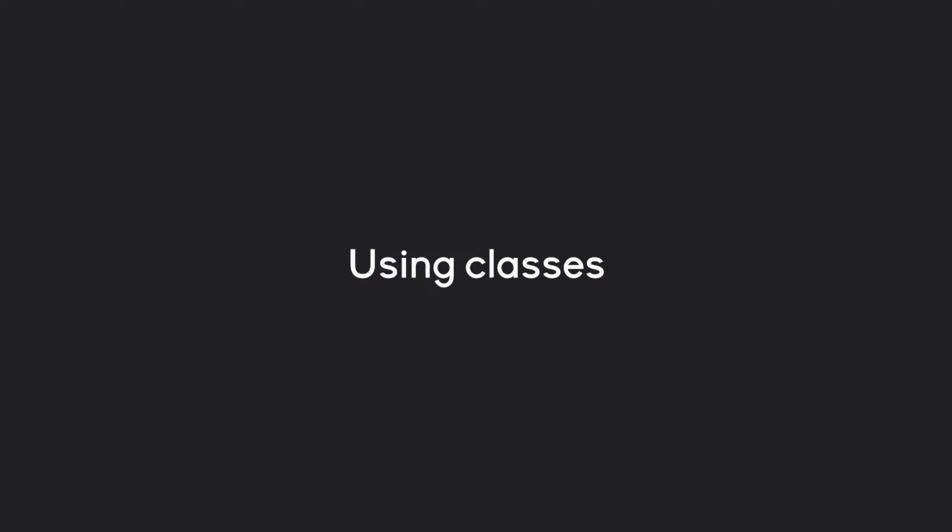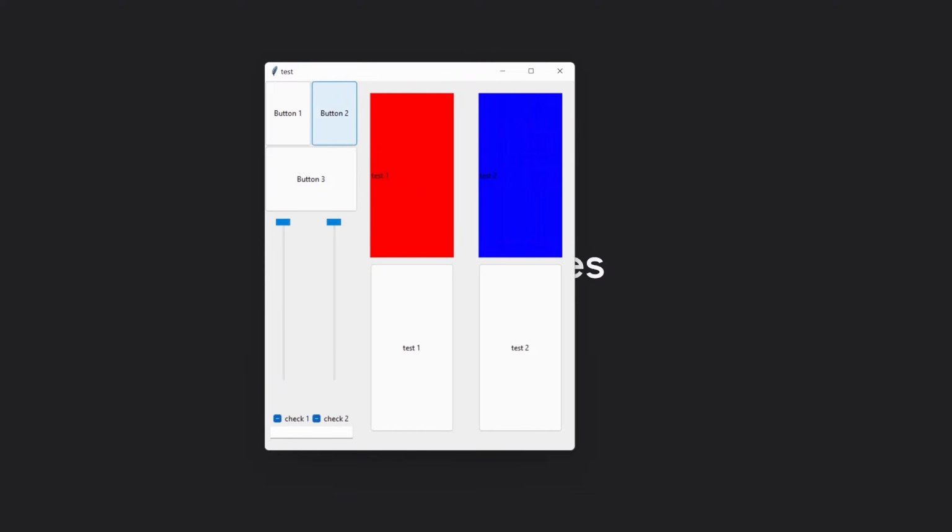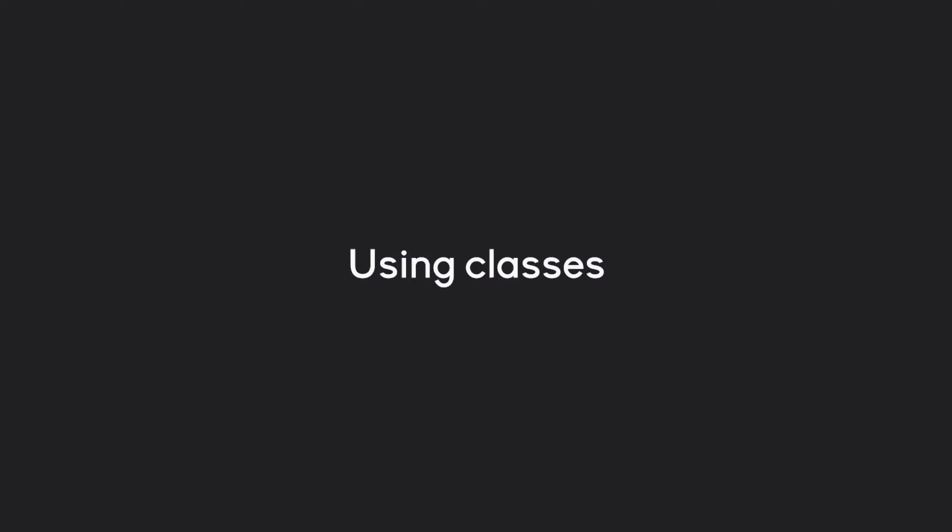Let's talk about using classes in tkinter. And what we are going to make is going to look something like this. This is the same layout we have seen in the last part, except now we are using classes to organize all of this, which is making the entire app significantly more manageable. Let's talk about it and then we can implement all of this.